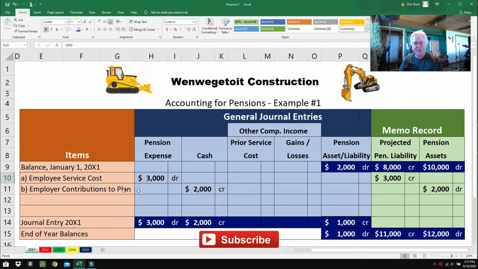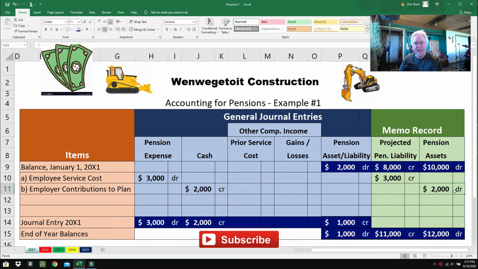When we get to a contribution sent into the pension plan, $2,000 to help fund that plan, we have a $2,000 credit and a $2,000 debit over here. And so horizontally, we balance out. Horizontally, we balance out. You've got to watch that. Now, those were the only two transactions that happened during the year. In future examples, there'll be many more transactions, but for now, we're just trying to get the basic idea.